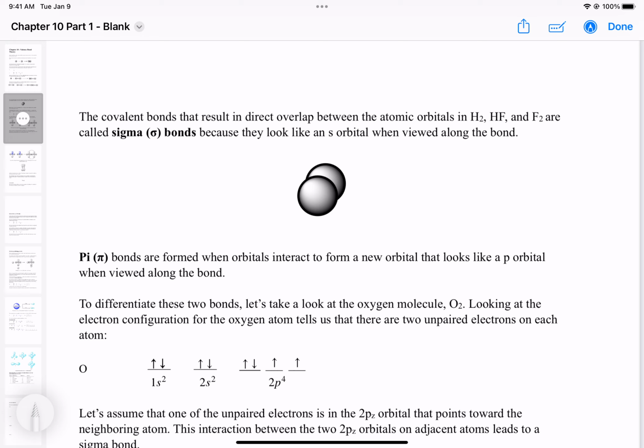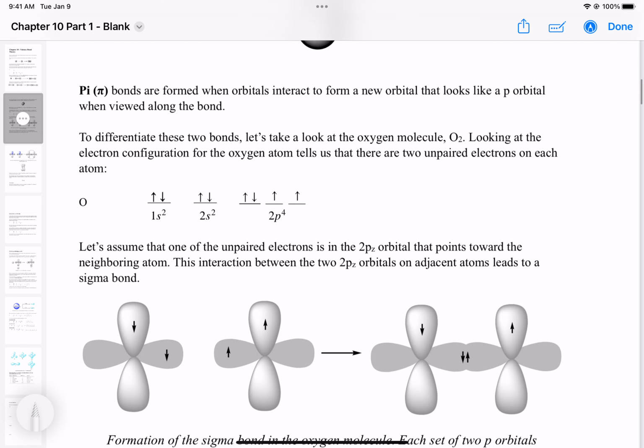So to visualize these two examples, let's look at the oxygen molecule, O2. Looking at the electron configuration for the oxygen atom tells us a few things. There are two unpaired electrons on each atom. So one oxygen has two unpaired electrons. Let's assume that one of them is in the 2pz orbital and points towards the neighboring atom.